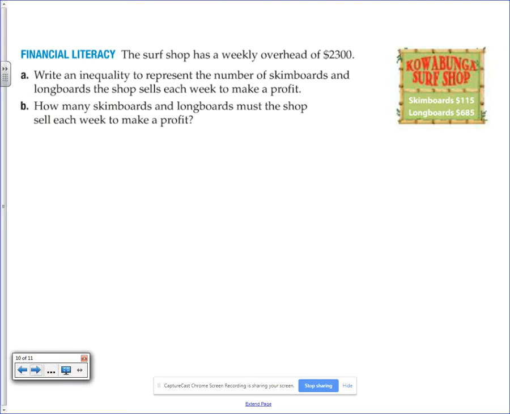Okay, so yes, legally. So I have to be greater than or equal to $2,300. Otherwise, I'm not making a profit. Of course, any business owner wants to make a profit. I am selling skim boards and long boards. Have I designated variables for you? I have not. We're going to use X and Y because I'm going to put them on a graph.